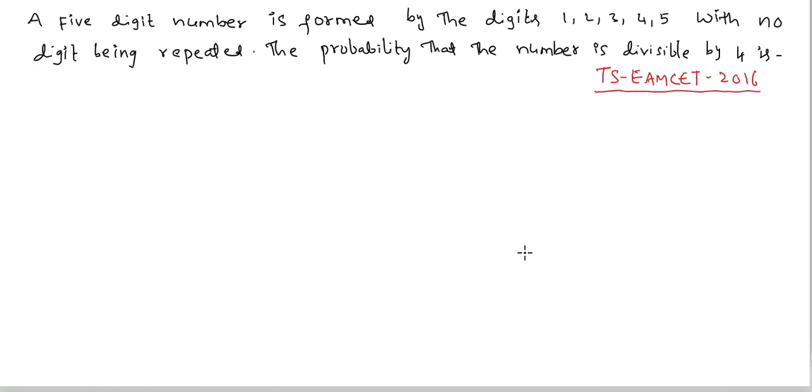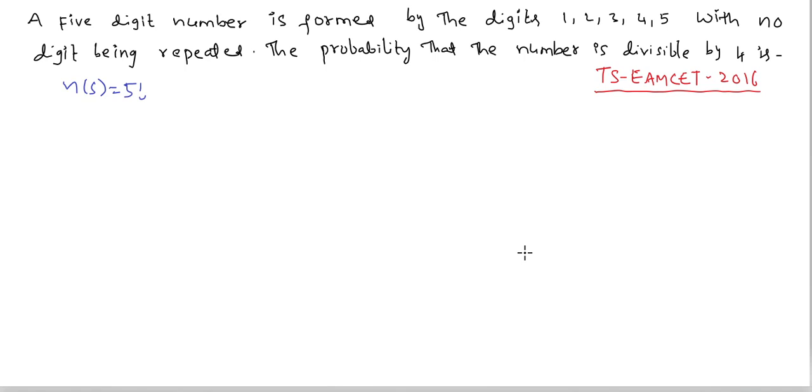A 5-digit number is formed by the digits 1, 2, 3, 4, 5 with no digit being repeated. The probability that the number is divisible by 4 is dash. Here there are 5 digits 1, 2, 3, 4, 5. Therefore, n of s is equal to 5 factorial.